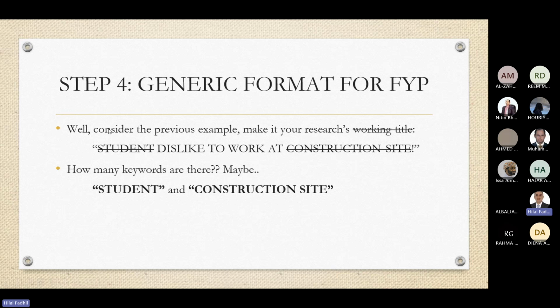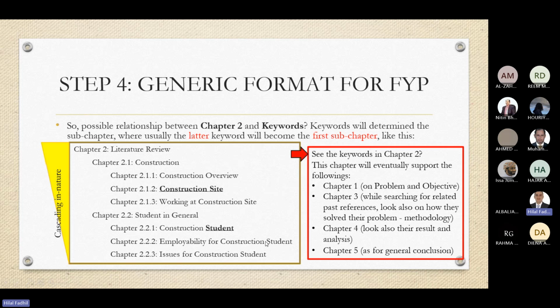Consider the previous example. Now make your research: students dislike to work on the construction site. So here we have two keywords, student and construction site. These keywords will identify what goes into the chapter details. For example, we can write chapter 1 and chapter 2. Chapter 1 is just the problem and objective.